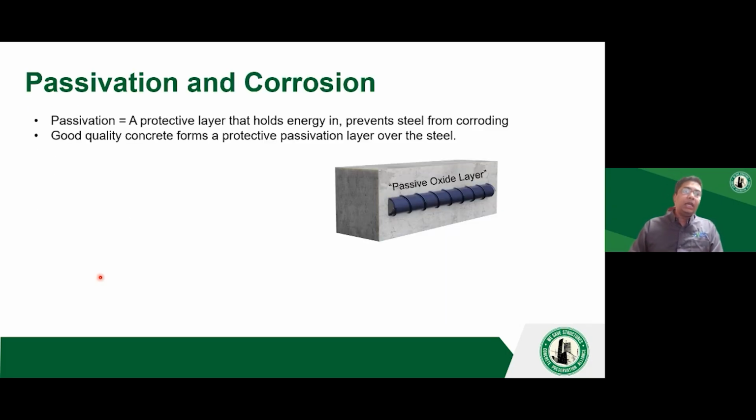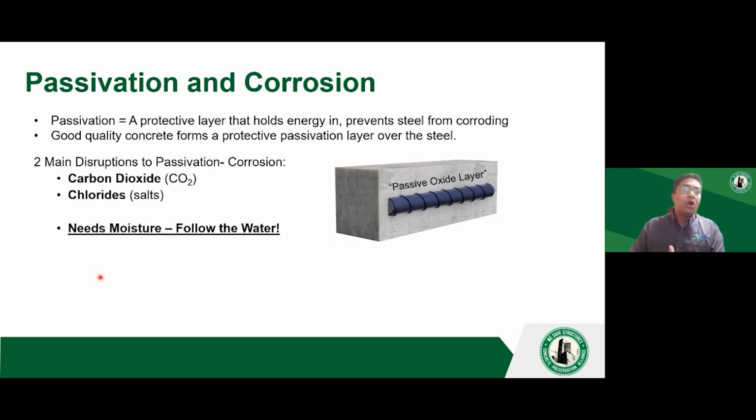Speaking of reinforcing steel in concrete, if your steel is embedded in good quality concrete or a highly alkaline concrete or high pH concrete, you form a passive layer or a passive oxide layer on the steel surface. This oxide layer is essentially what protects the steel from further corrosion. The higher the pH or the more alkaline the pH, the better is the quality of the film that forms on the steel. But as I said, concrete is porous in nature.